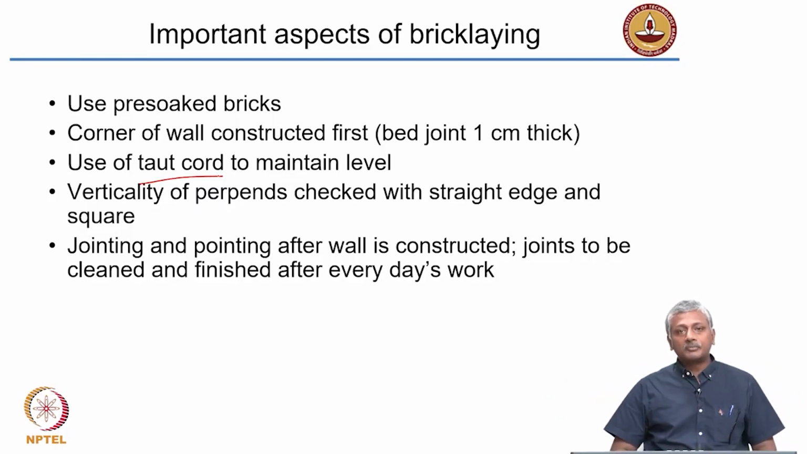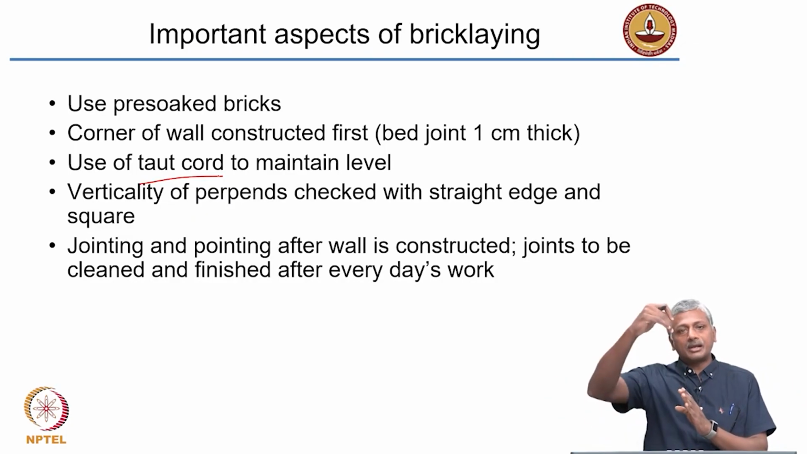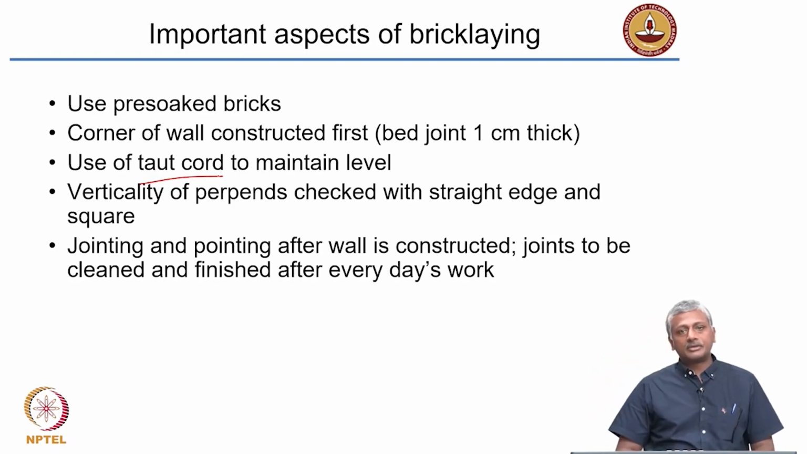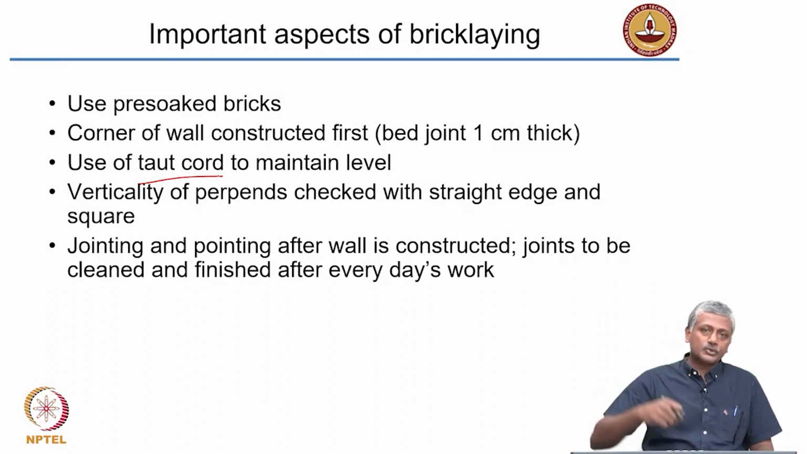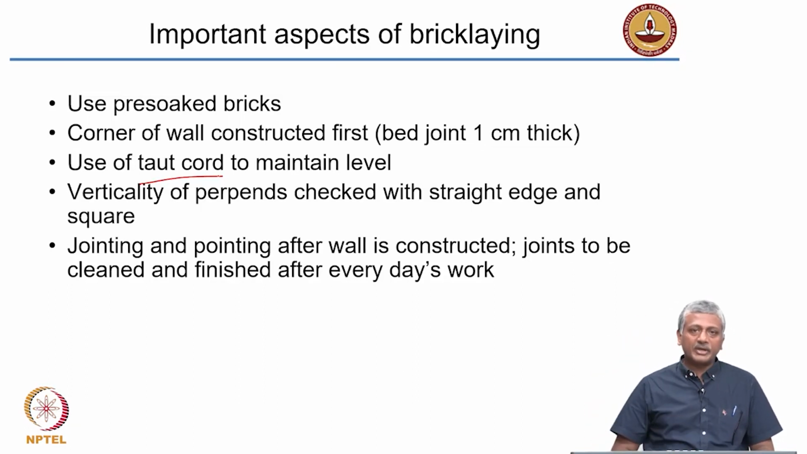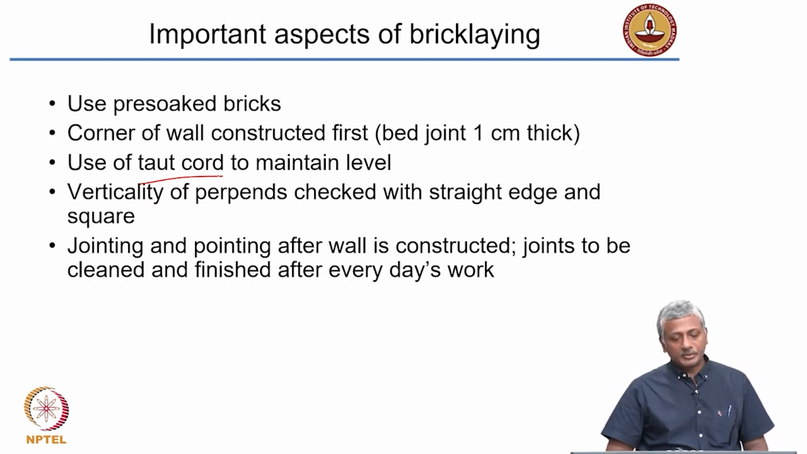And the verticality of the perpends, which are imaginary lines joining alternative joints, is basically checked using a straight edge and square. So, you have used a straight edge and square in your engineering drawing classes. That is exactly what we use to check whether you have a perfectly perpendicular or perfect lining of the vertical joints along the perpend. And as I said, after the day's work, the pointing is typically done to ensure that the mortar joints are cleaned up properly.